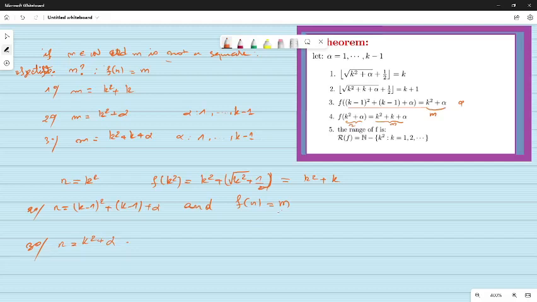Then the range of f is equal to the set of n minus k square, k equals 1, 2, and so on. There is a function f that misses the squares. Goodbye.